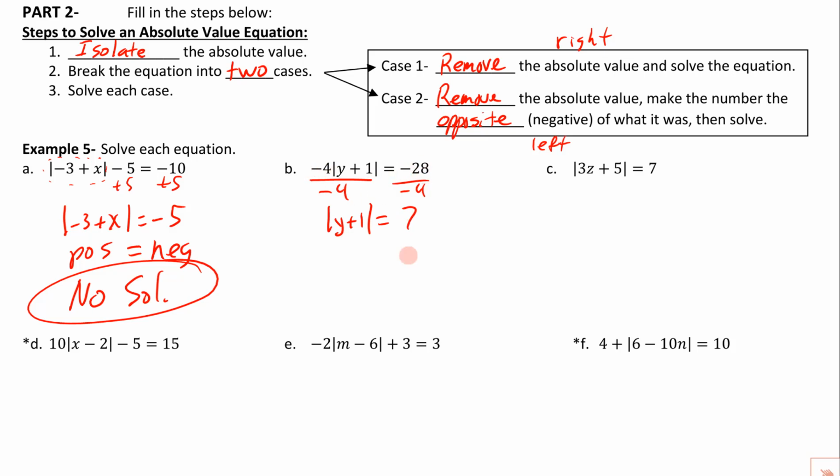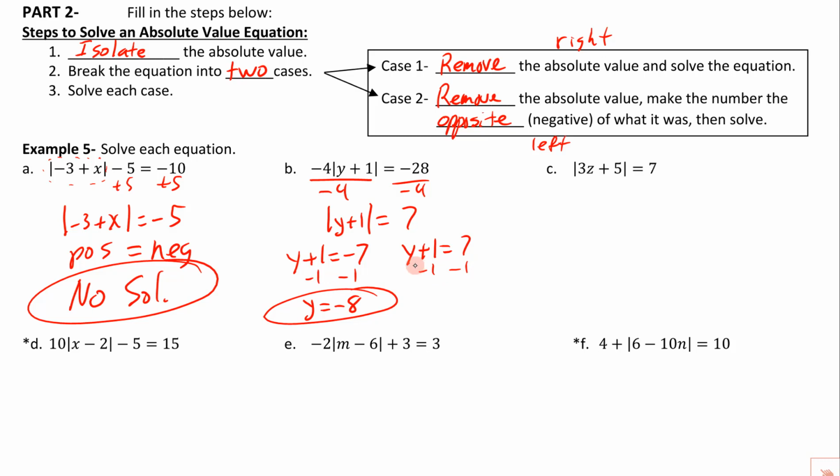Now we can break it into the 2 cases. So I'm going to remove the absolute value and solve. I'm going to remove the absolute value, change that to the opposite sign, and then I'm going to solve that. So here are the 2 cases. I'm going to go ahead and solve each one of these. So I'm going to subtract 1. I get y equals -8. I'm going to circle that. We're going to subtract 1.